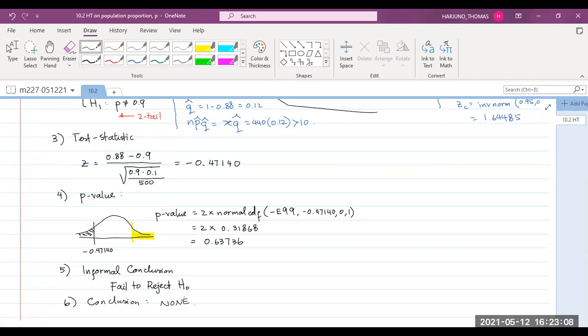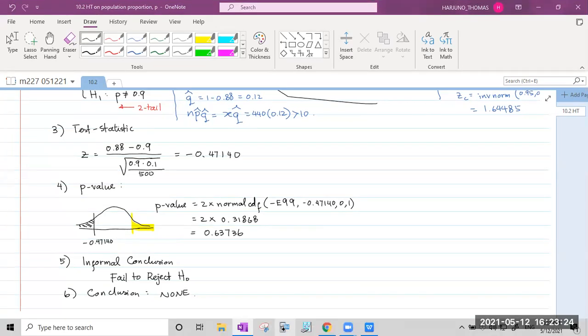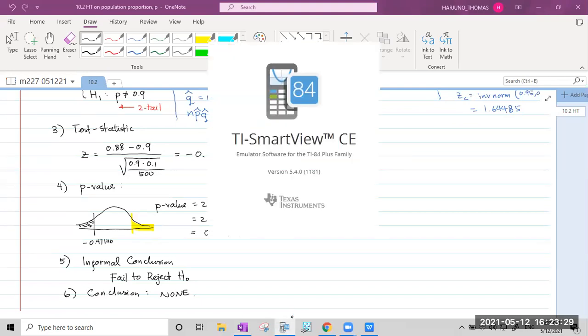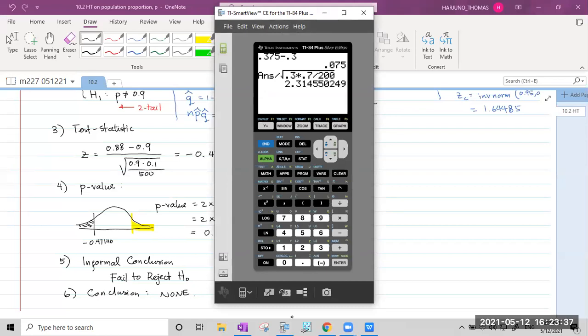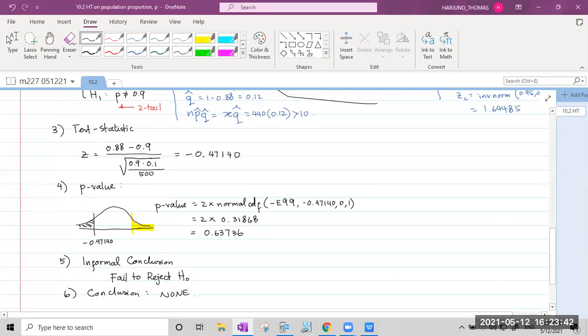Okay, now I hope it is that simple. Before I go on, let me show you how to use the calculator to confirm your answer. The calculator use is not to replace the structure, only to help you computing to confirm what we have. Now, let's see number 11. We have n is 500 and x is 440, right?